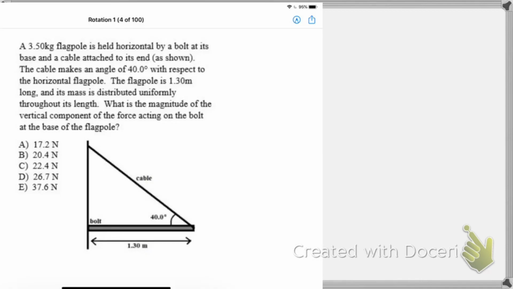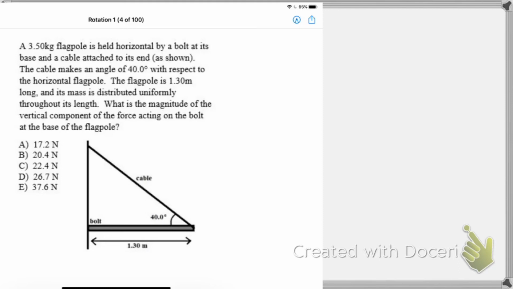Now I want to take you to P9. P9's rotational motion. It doesn't mean things have to rotate. Statics problems end up under P9. So this is an example of a statics problem. If any of you ever want to be engineers, you take an entire course on statics. So this is a really important topic.